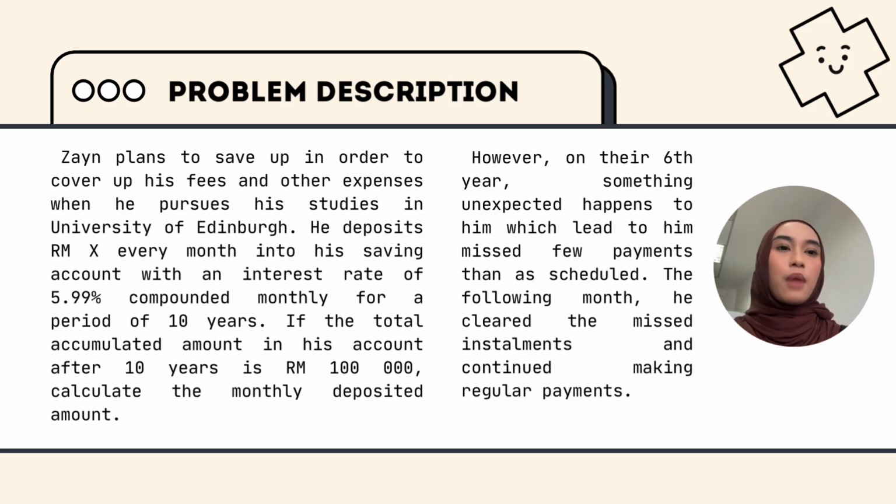So next, the problem continues. However, in their 6th year, something unexpected happened to him, which led him to miss a few payments as scheduled. The following month, he cleared all of the missed installments and continued making regular payments. So for this statement, he missed a few payments.